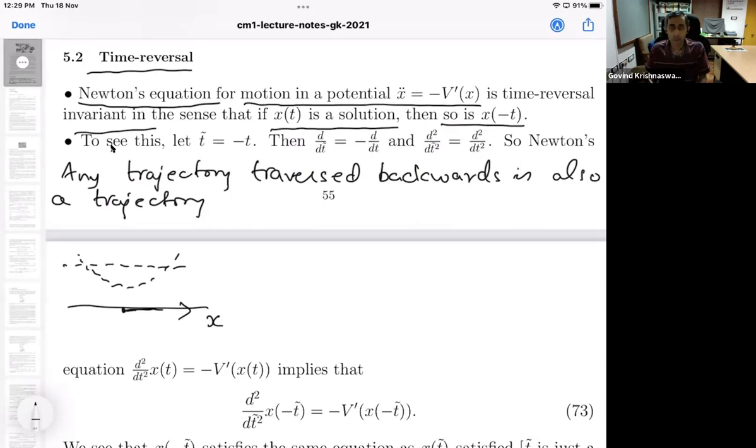Suppose you played this movie backward from some point. Suppose you started the movie over here, then the particle will be moving leftwards. And the claim is that is also a valid solution. A particle starting here and moving leftwards is also a valid solution. That is all it means. This is nothing about going back in time or anything of that sort. It just means you take a movie of a solution, play it in reverse, forward in time, and that is also a valid motion.